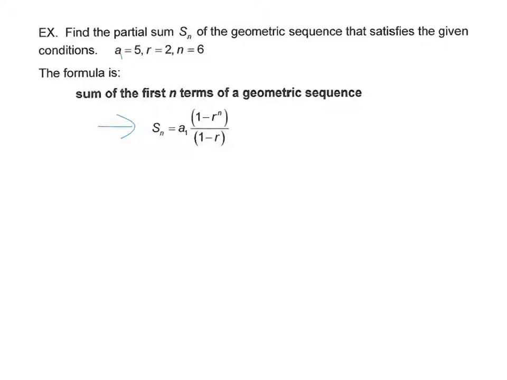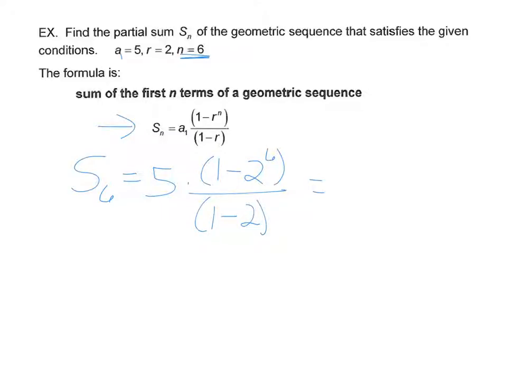We want the first 6 terms because n is 6. The sum of the first 6 terms would be the first term, which is 5, times the fraction 1 minus r, which is 2, to the power of n, which is 6, over 1 minus r, which is 2. And all that comes out to be 315.